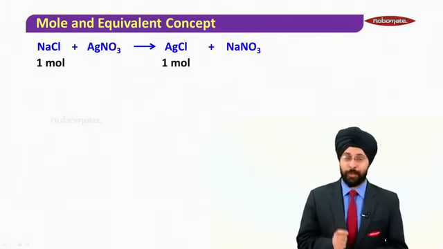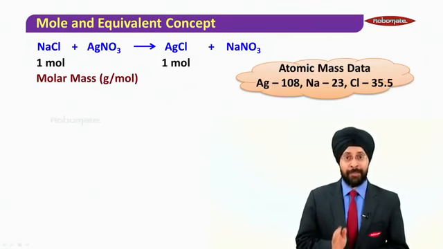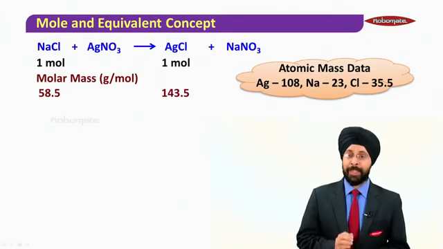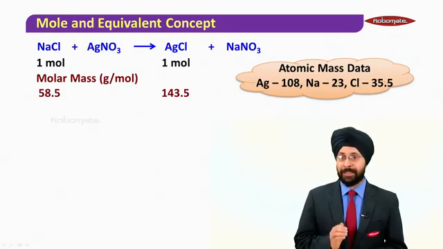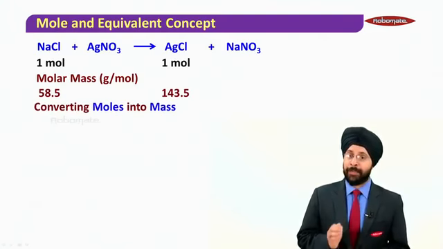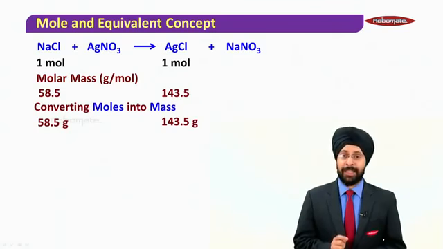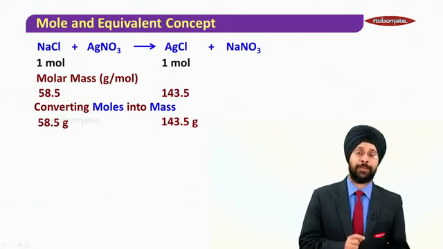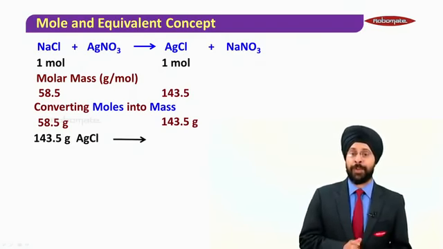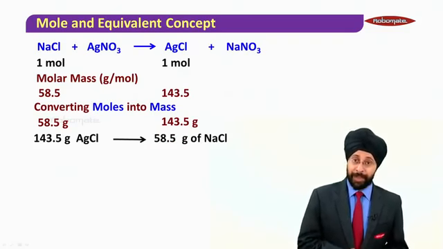1 mole NaCl gives you 1 mole AgCl. So using the molar mass data, अब atomic weights हमें given है. Silver के लिए है 108, sodium 23 and chlorine 35.5. So from here we can calculate the molar mass of NaCl as 58.5 and that of AgCl as 143.5. Now from here, converting the moles into mass, we can write down 58.5 grams of NaCl is producing 143.5 grams of AgCl. अब हम reverse analysis कर लेते हैं. 143.5 grams of AgCl is going to be produced by 58.5 grams of NaCl.